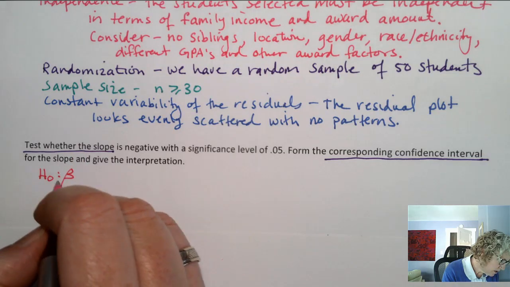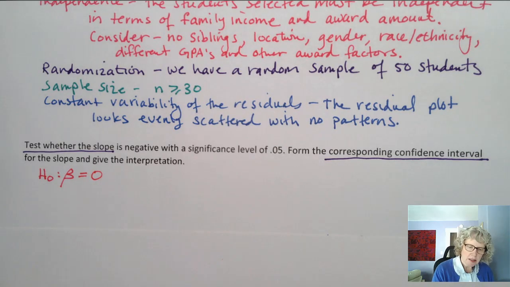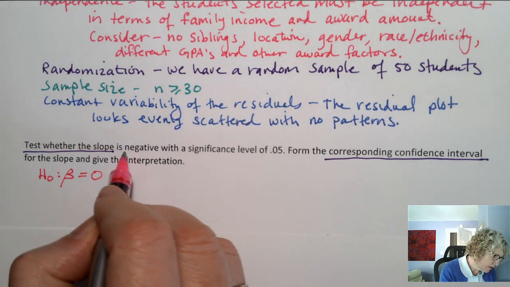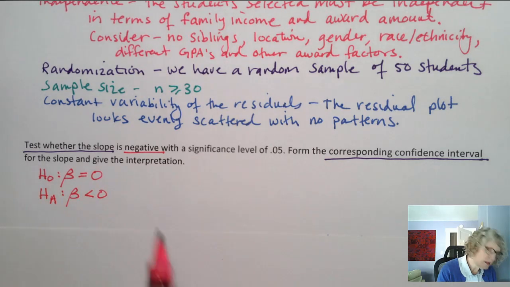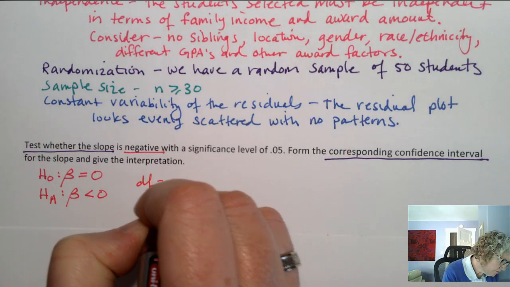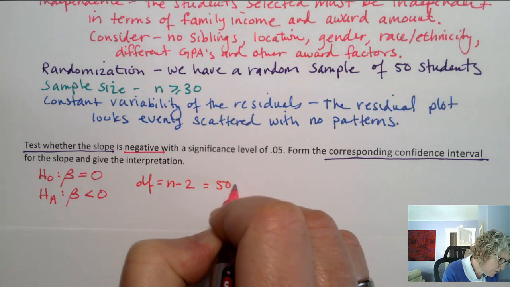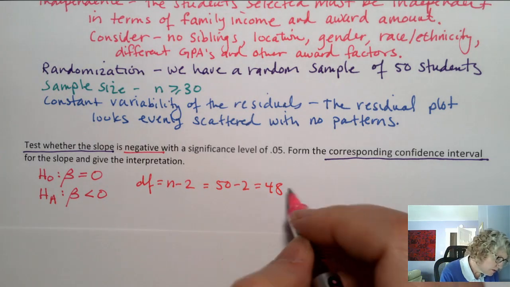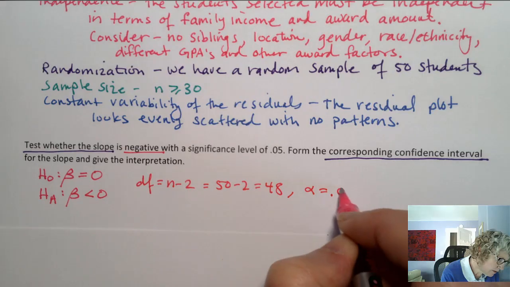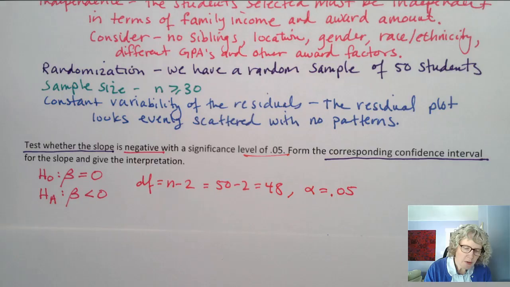And beta is like a bee with a tail on it, so I start down low. The null is that beta is 0, and we're testing whether it's negative, so our claim will be that beta is less than 0, okay? And I'm just going to write down our degrees of freedom is n minus 2. So that's going to be 50 minus 2 is 48. We will need that. And just for kicks, I'll write down our alpha as 0.05. So I've got everything right there. Significance level of 0.05. Okay.